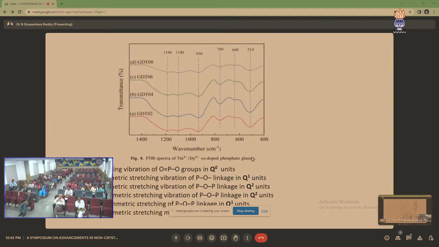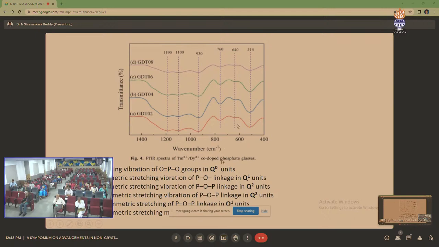So how do you identify them in FTIR spectroscopy? Here it is transmittance spectroscopy. Transmittance versus wave number is plotted, and each band is associated to a particular functional group, which is listed here. You can see that the 514 cm⁻¹ band is associated to the bending vibration of the OPO group in a Q0 unit. So you will be able to find out what structures are formed in a given phosphate glass.